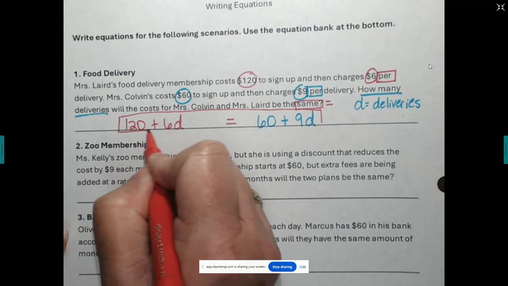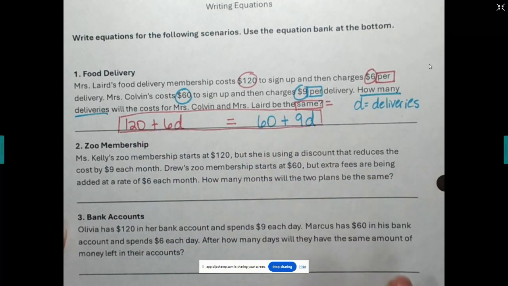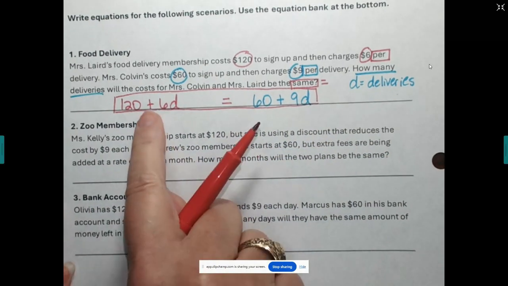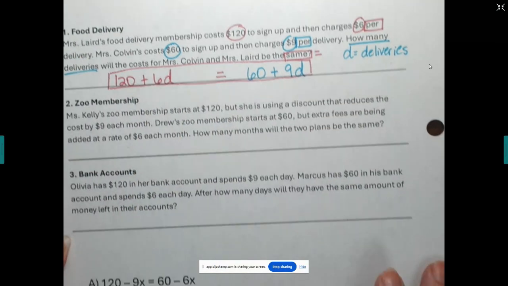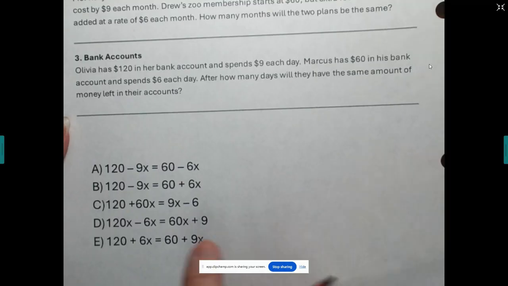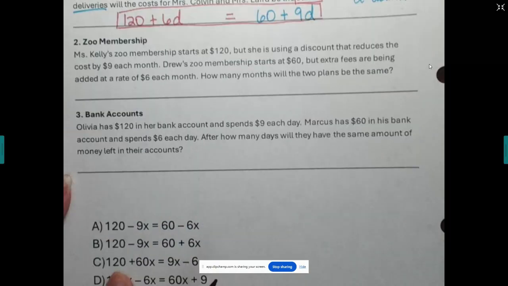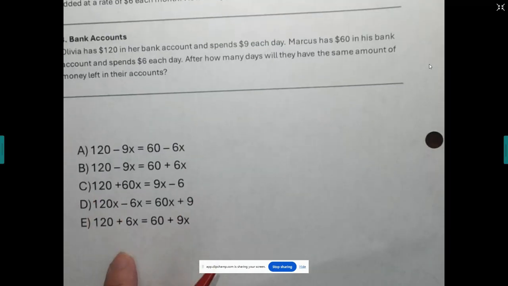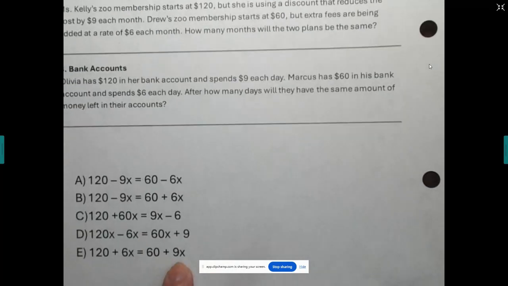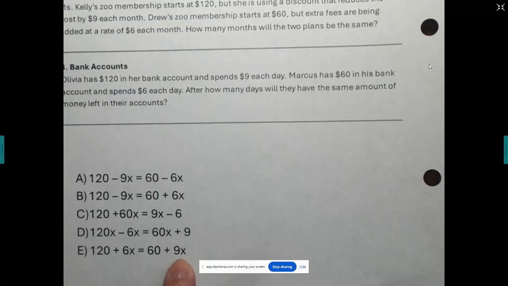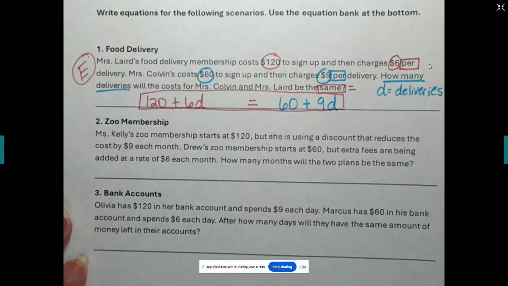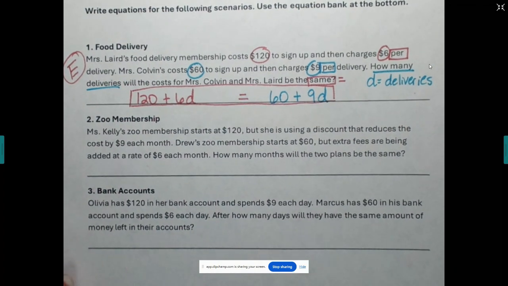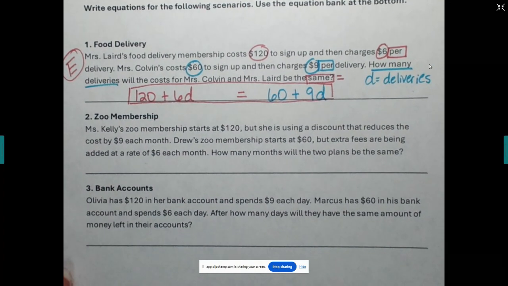And then on the notes, I gave you a little word bank down here. 120 plus 6 times the variable equals 60 plus 9 times the variable. So 120 plus 6 times the variable right here equals 60 plus 9 times the variable. So this would match with letter E. And that's all we're doing, is really just a matching game.